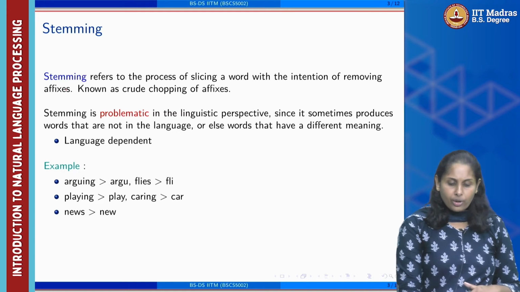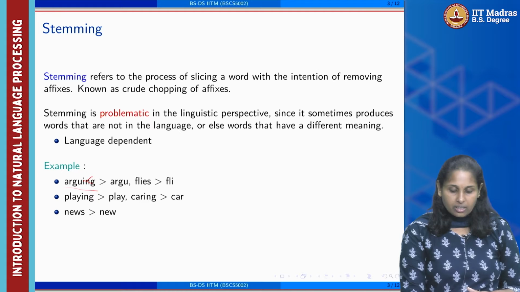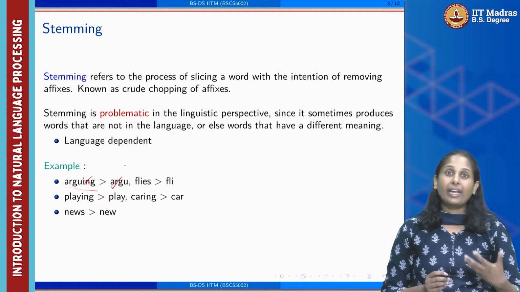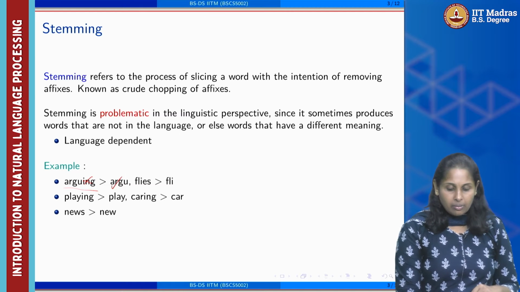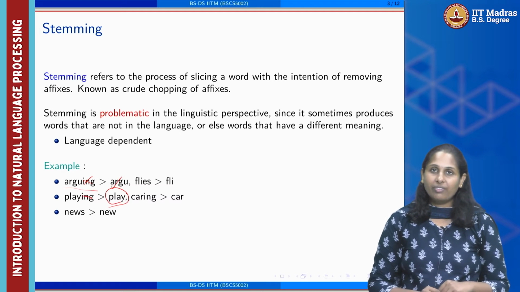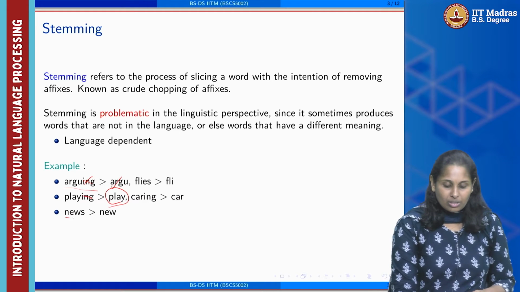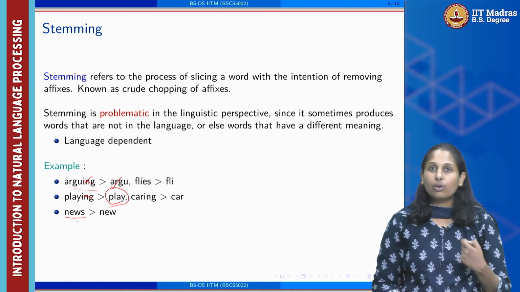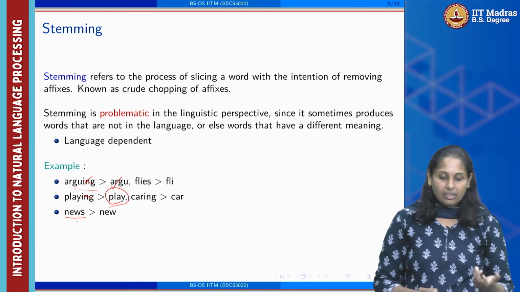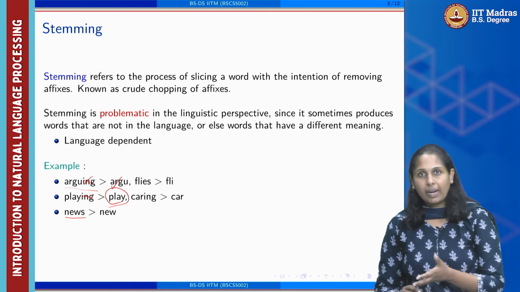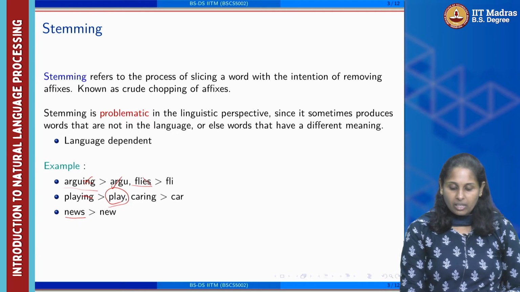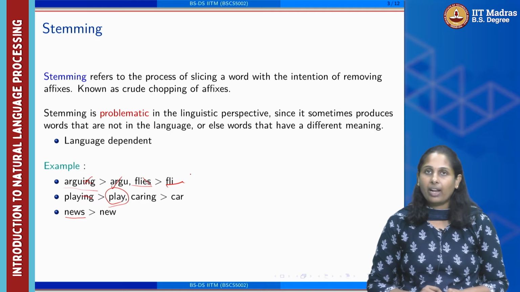So, for example, arguing: after removing the ing, that is the suffix, we get argu as a stem. Now, argu might not be a meaningful element in isolation. Similarly, playing, where ing can be removed, but play looks like a more acceptable word form even in isolation. And news: if we are going for a crude stemming technique, then s may look like a plural marker or a third person singular marker, like play in plays or book as a noun in books. And flies, again removing es, what we are left with is fli.